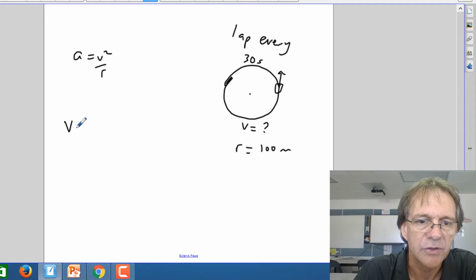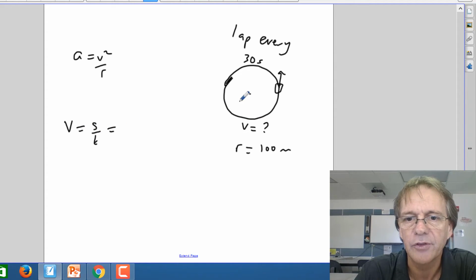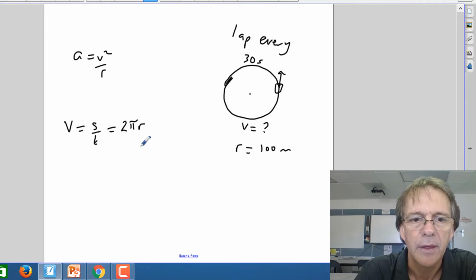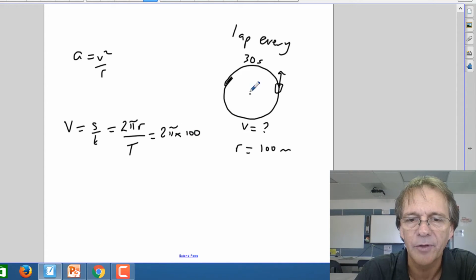Well, velocity is actually the distance travelled over the time. The total distance travelled around that circle, if it just does one lap, is the circumference of a circle, 2 pi r or pi d, and the time for one lap is called the period T. So in this case, we've got 2 pi r over T. Now, the 2 pi r is 100. Sometimes they'll tell you the diameter, so be careful to make sure you halve it, because you want the radius. That's the total distance travelled around the circle, and it's taking a time of 30 seconds.